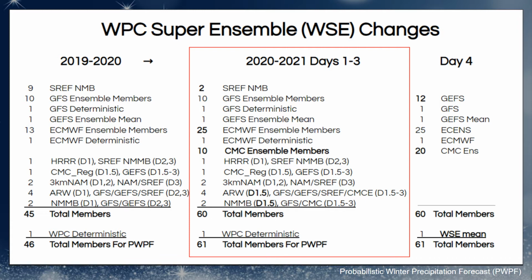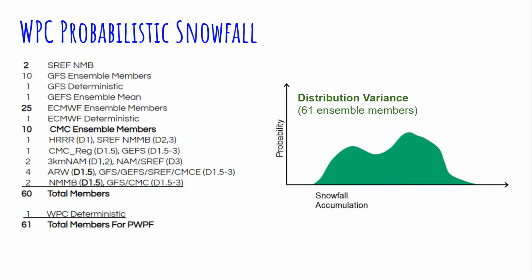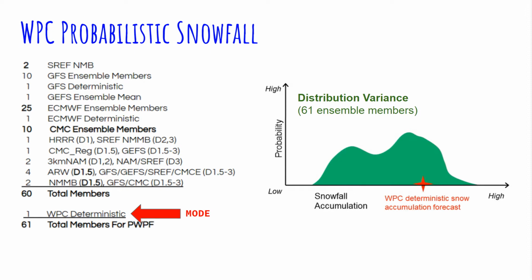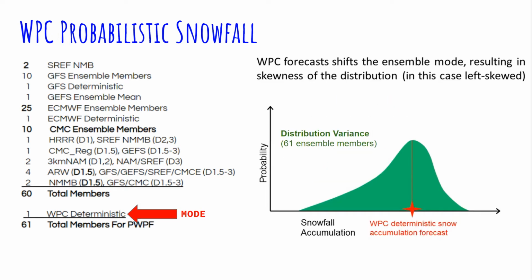Its membership will be a little bit different than Days 1 through 3, as you can see here on this chart, with membership from the GEFS, the EC, and CMC, along with a mean for the 61st member. All of the members of the PWPF can be plotted to obtain a snowfall distribution seen here in green. Then the WPC deterministic forecast becomes the mode of the distribution. Remember, the mode represents the member that occurs the most in the distribution. Once the WPC deterministic forecast becomes the mode, a binormal distribution is constructed, usually resulting in a skewness based on the other members of the PWPF.